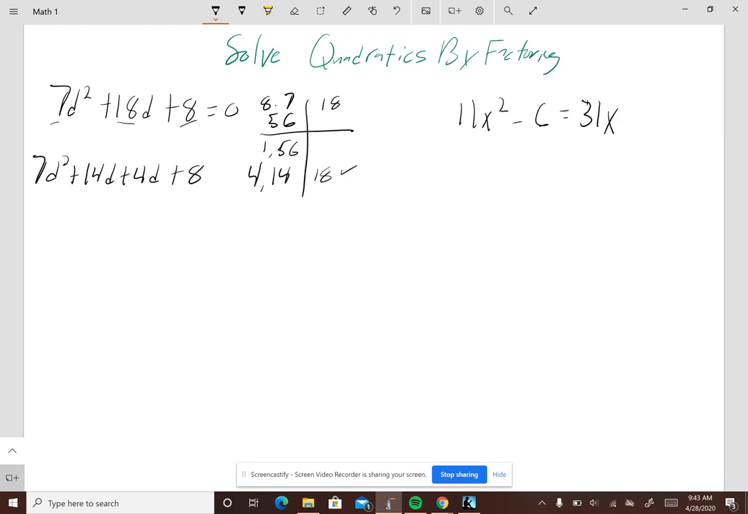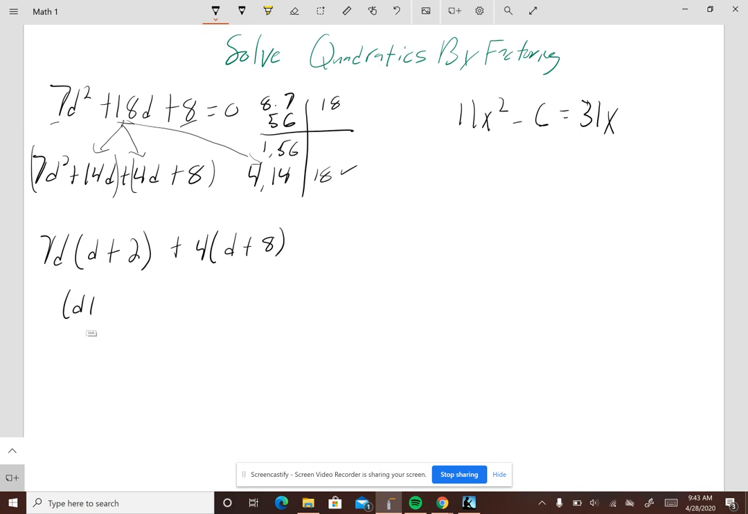And we separate that middle term. If you guys remember, we separate it into these 2 different pieces. Then we factor by grouping. So we group these together and factor. We can factor out a 7d, and we get d plus 2. 7d times d plus 2. And then we can factor out a 4, and we get d plus 2. And so then our final factored form is going to be d plus 2 times 7d plus 4.